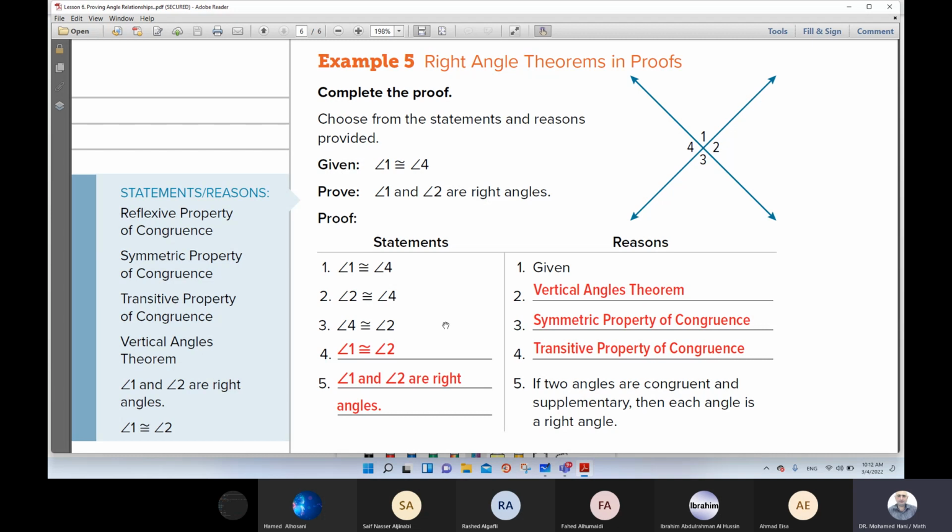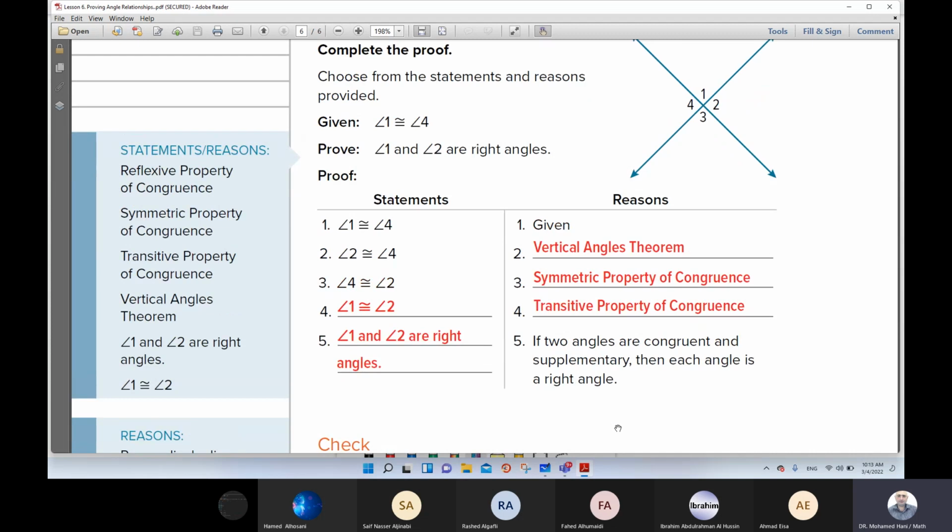Then we want to use the symmetric property of the congruence. If angle 2 congruent with angle 4, we can write angle 4 congruent with angle 2. So 1 congruent with 4 and 2 congruent with 4. So we can write 1 and 2 congruent. This is transitive property of congruence. Then angle 1 and 2 are right. Why right? We want to use the theorem here: if two angles are congruent and supplementary, then each angle is a right angle.